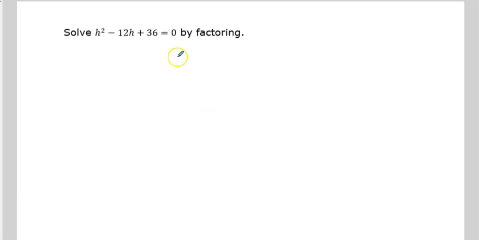Let's look at an example. Notice how my equation is set equal to 0. That's important. It's got to be set equal to 0. Now, if we're going to factor this, I'm going to use what some people call the AC method or Berry method. It's a method I prefer to use. We'll take the number in front of the first term and the number in the last term and multiply them together. So we have 1 times 36, which is 36.